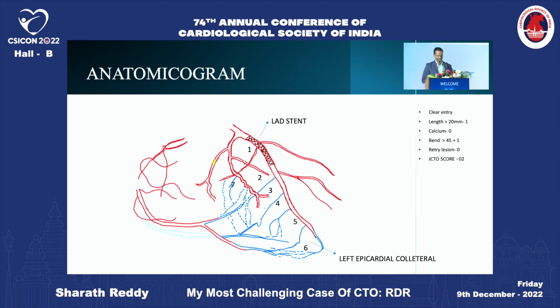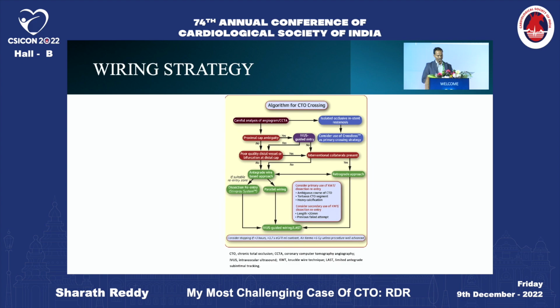So there is a total occlusion, and there are septal collaterals coming from the left anterior descending artery, and there is a stent in the donor vessel. And if you see the JCTO score, it's a long lesion, and there is a clear bend within the lesion. So JCTO is 2, and the entry point is very clear. As the entry point is clear and the distal vessel is clearly visible, obviously my first strategy is antegrade approach. If it doesn't work out, then we'll go to retrograde as there is a clear interventional collateral present.